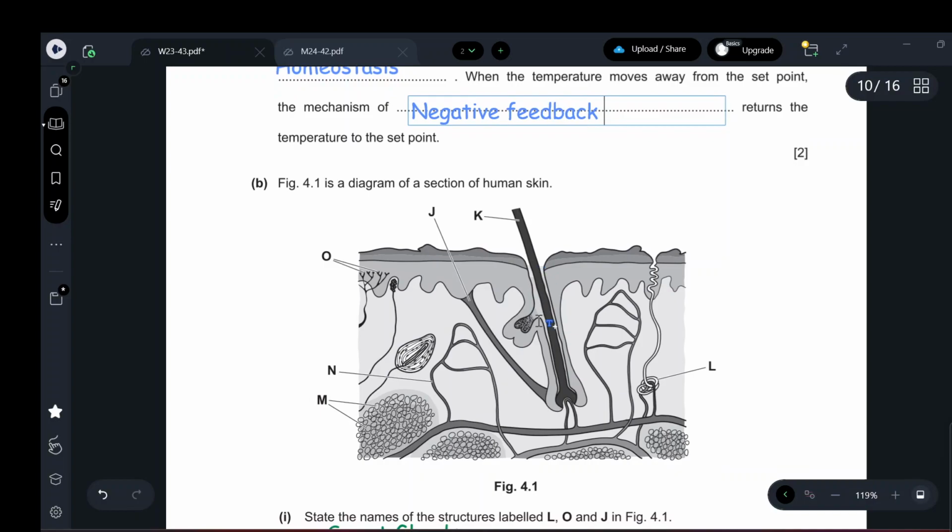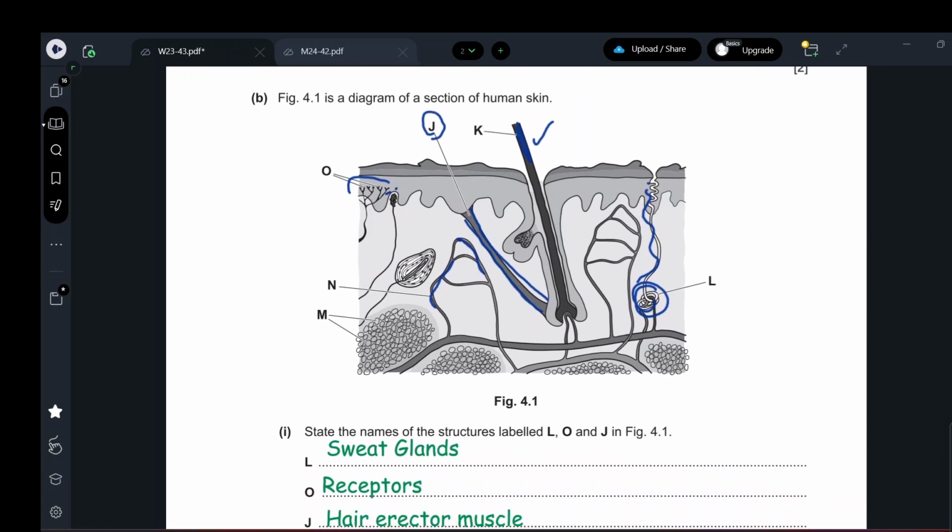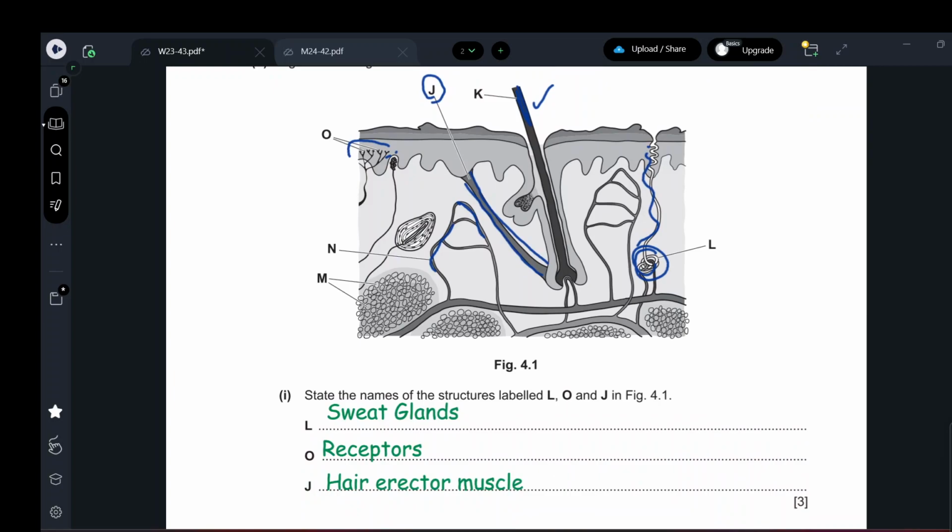I want the labels for L, O, and J. Let's say all the labels. Okay, this is the hair. J is the hair erector muscle. L is the sweat gland opening on the outside through the sweat pore. N is the blood capillaries. M is the fat cells, and O, at the edge, is the receptors. So if I want L, O, and J, this is sweat glands, receptors, and hair erector muscles.